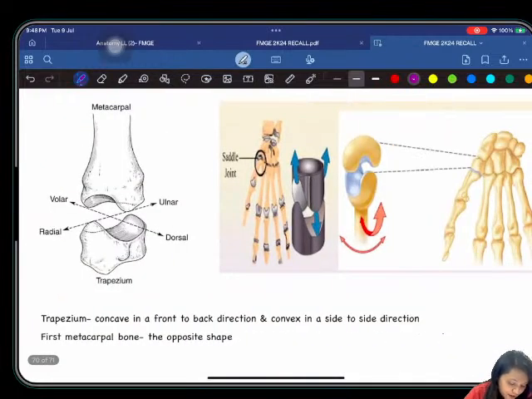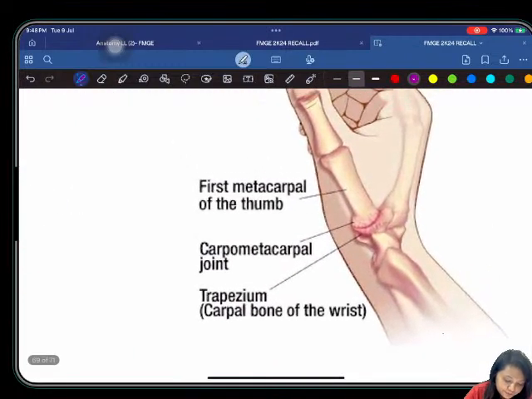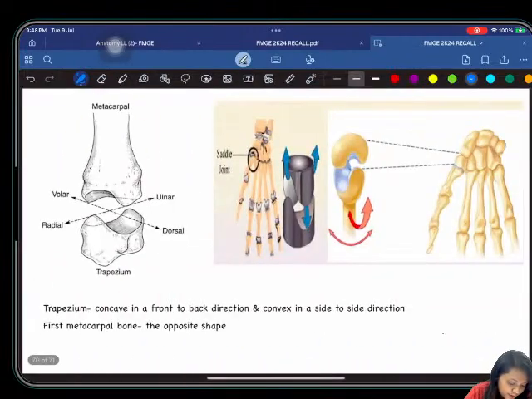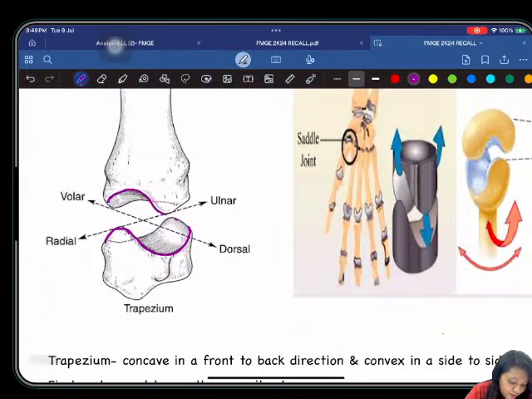You know the bones involved here. This is the trapezium, and this is the first metacarpal, and this is the base of the first metacarpal, and the first carpometacarpal joint is this one. Now what is the shape of this joint actually? As you can see here, the articular surface has both concave and convex areas. Similarly, in the base of the first metacarpal you also have concave and convex areas.